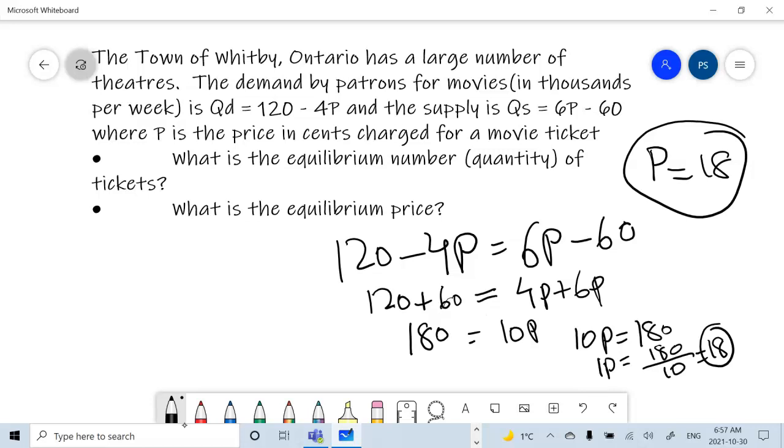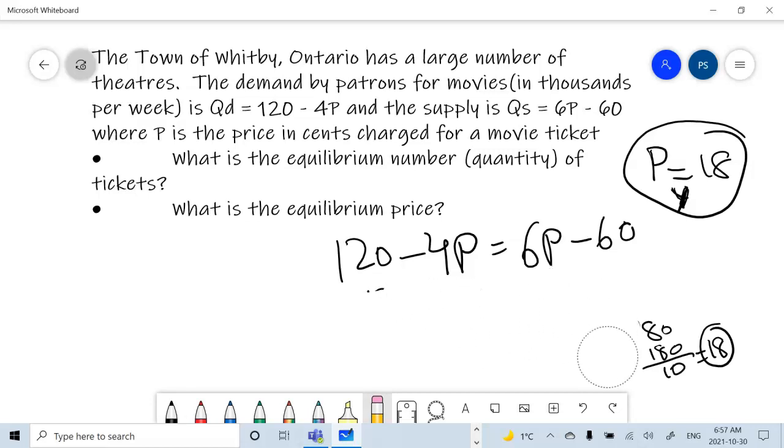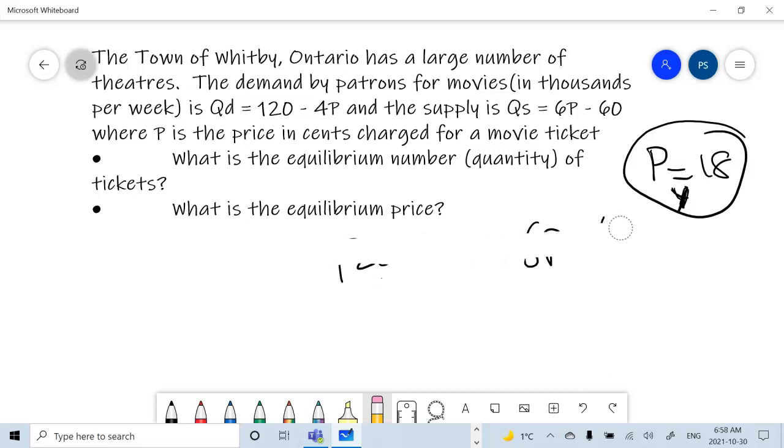We need to now find Q, which falls on the x-axis. Remember, price falls on the y-axis, whereas Q falls on the x-axis. So I will erase this right now because it's taking up too much space. I'll rewrite this to make it more legible: 120 minus 4P equals 6P minus 60. Now we're going to be solving for Q.